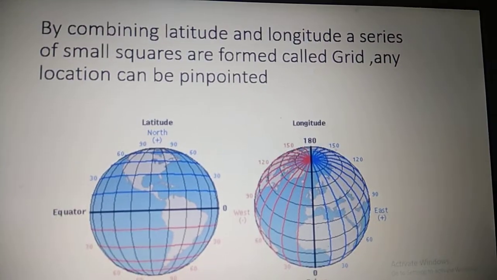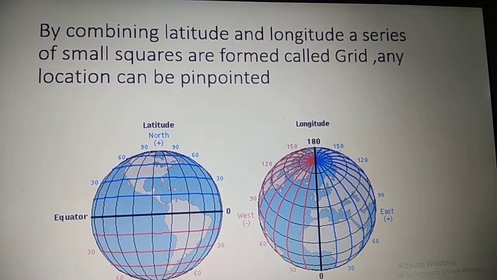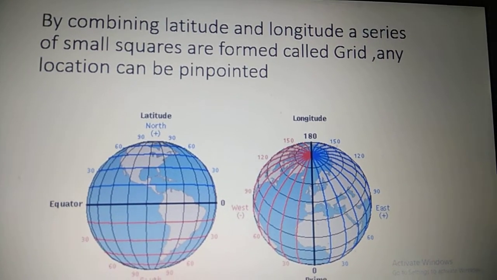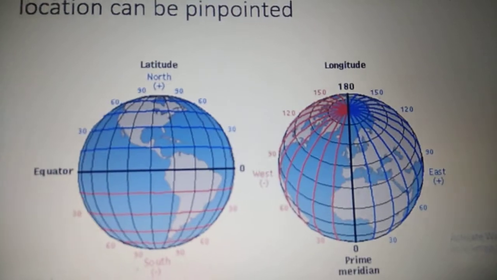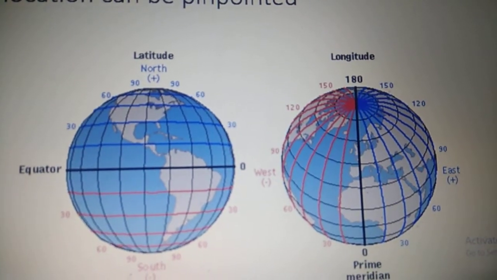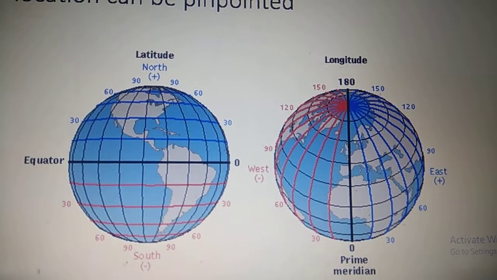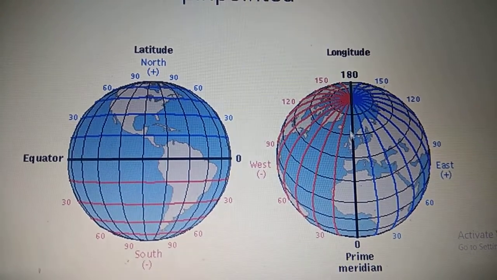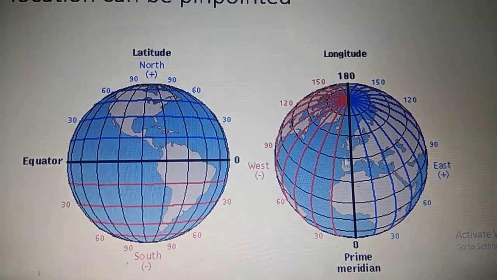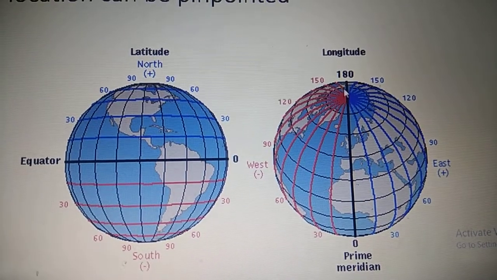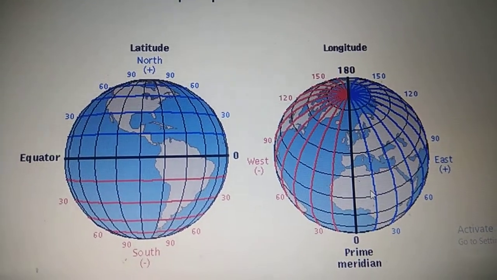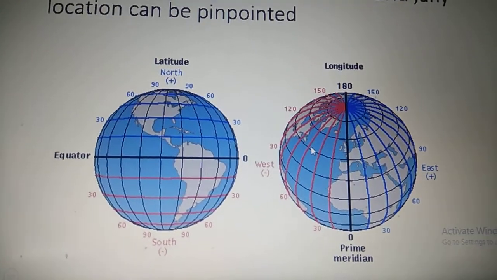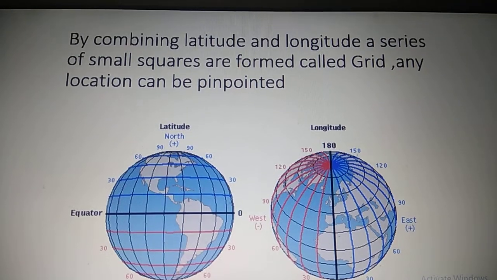Now children, by combining latitude and longitudes, what is formed? A series of small squares are formed, which are called a grid. Now you can see, like a grid, when you open it up, it looks like an Excel sheet. You can see here, this black line is 0. Towards the front you can see the prime meridian, and because it is a semicircle, the other side is 180 degrees. So when we open this up, it looks like a grid, just like your Excel sheet.